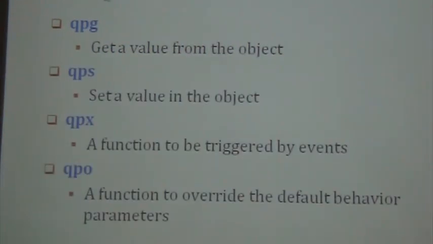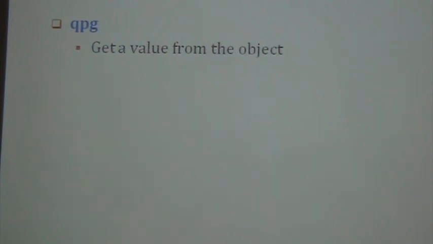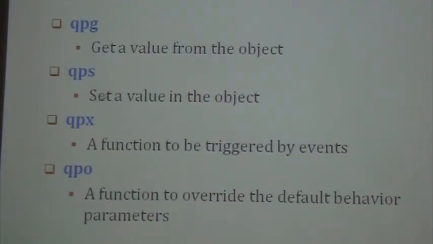Now, in parametrics, there are four types of functions. The first type of function is called QPG, which is used to get a value from an object. An object may be the vehicle. If we want to get the vehicle speed, we'll use QPG_VHC_speed, which means we can use this function to get the speed from the vehicle. Similarly, we have QPS, by which we can set a value. For example, we can use QPS to set the speed. These are two functions that become a pair. We have QPG to get a value, and QPS to set a value.